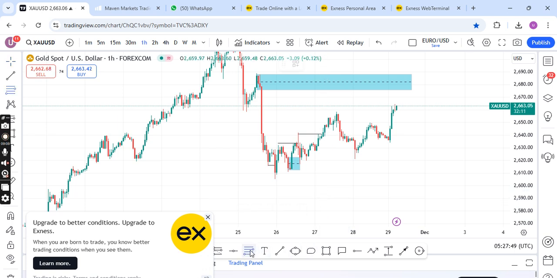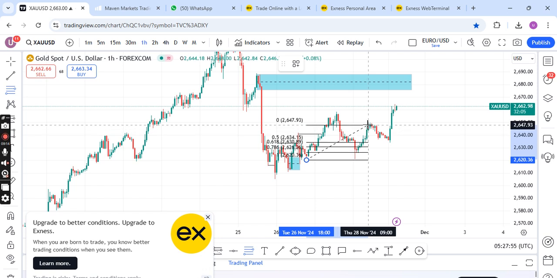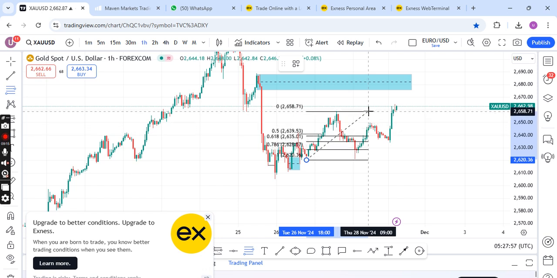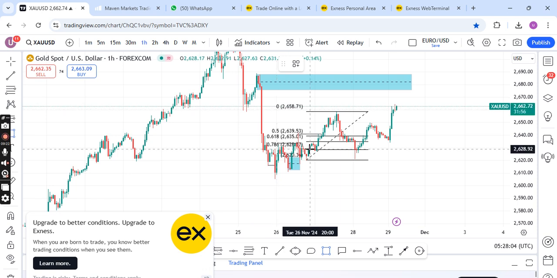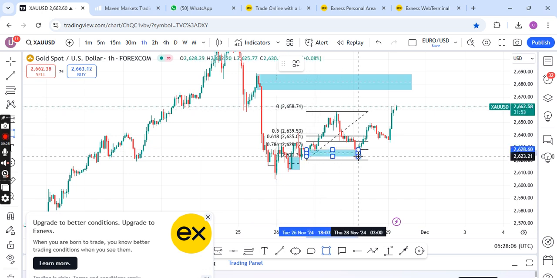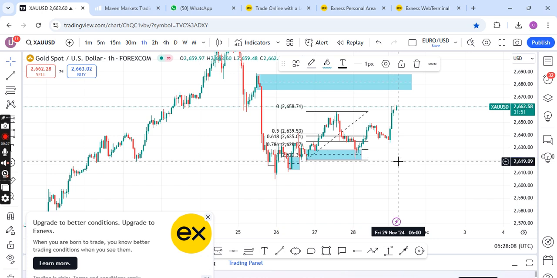Or you can still get into your Fibonacci retracement tool by plotting from the low to the high. When you plot from here, you are trying to get your 78% zone. You drag it up to the high. And then finally, this is your 78% zone. This is your 78.